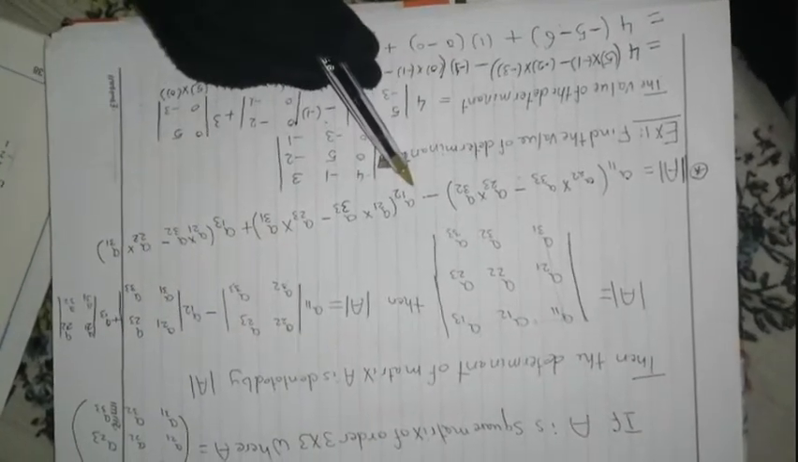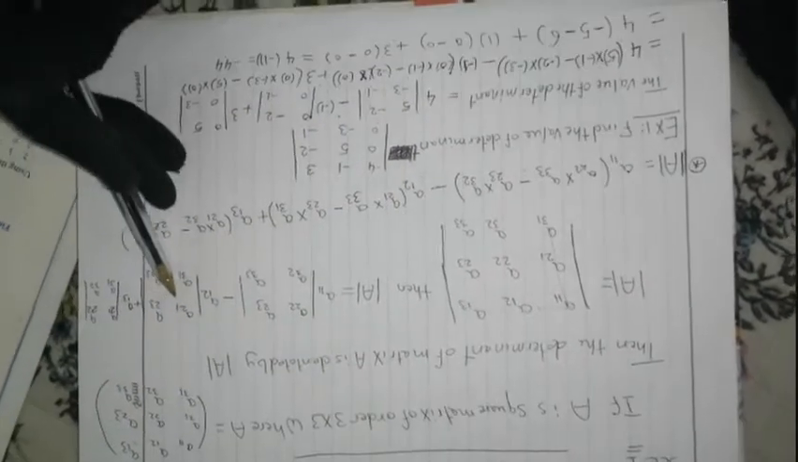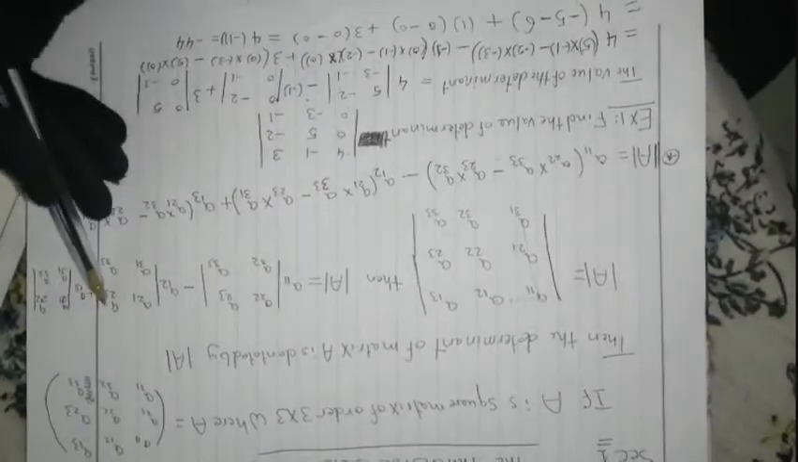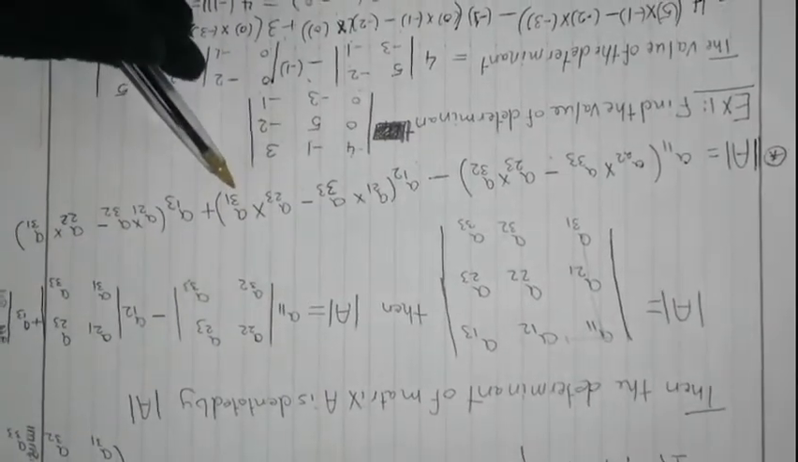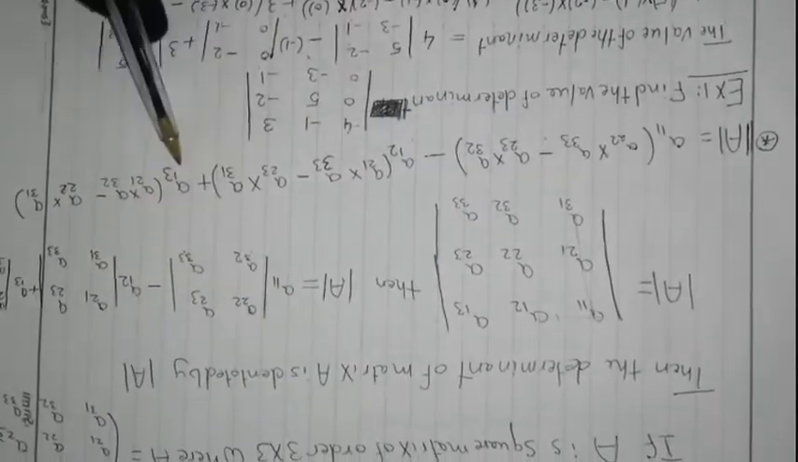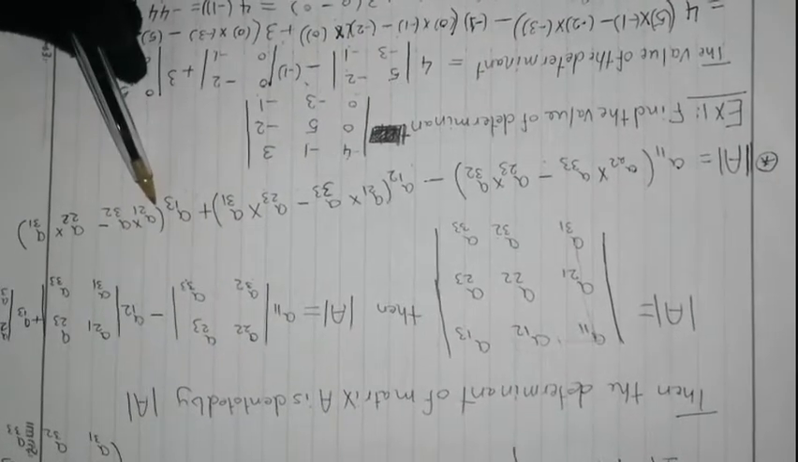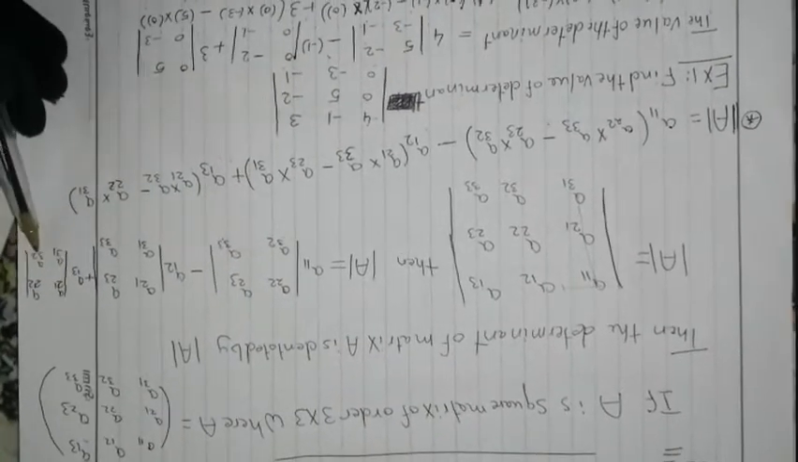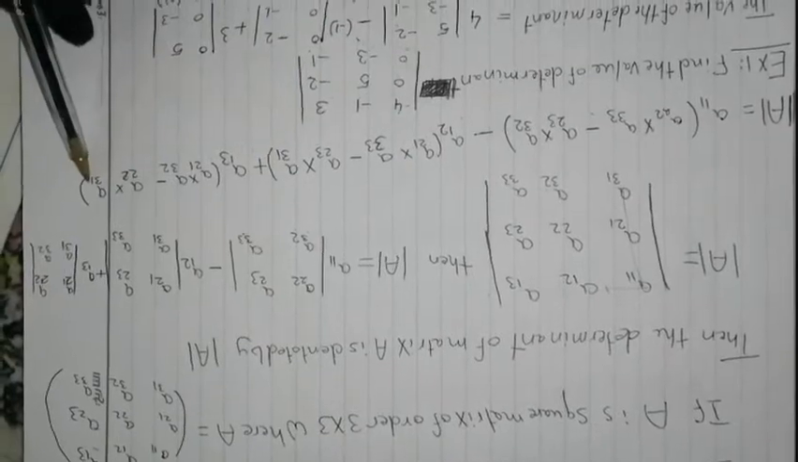A12, this is the element, and open the bracket and find the product of the principal diagonal A21 times A33 minus the product of the other diagonal A23 times A31, plus what is the third element? A13, and open the bracket and find the product of the principal diagonal A21 times A32 minus the product of the other diagonal A22 times A31.